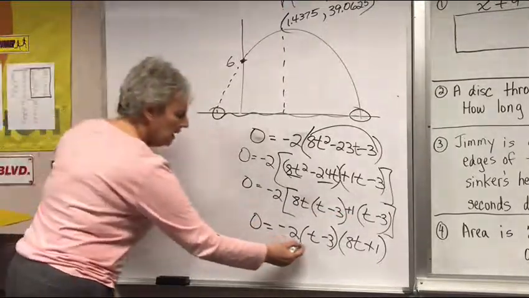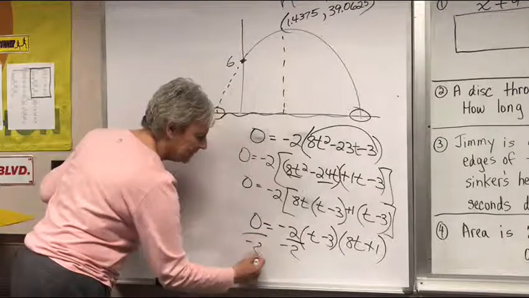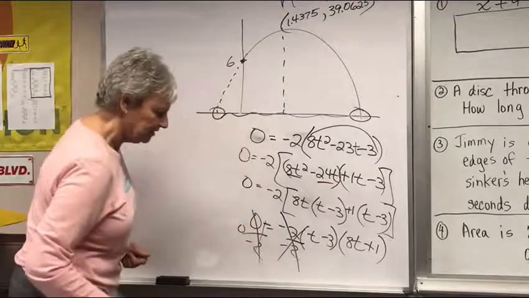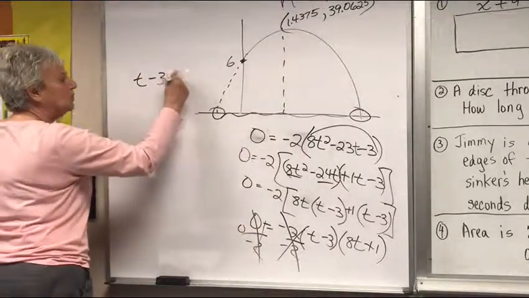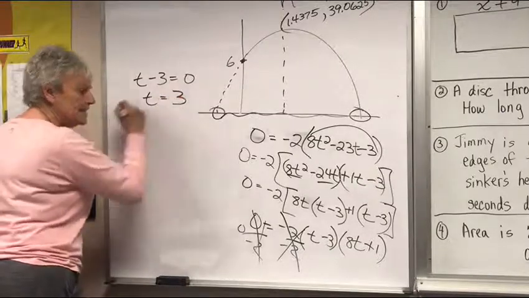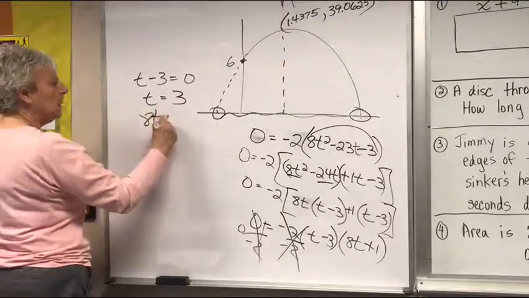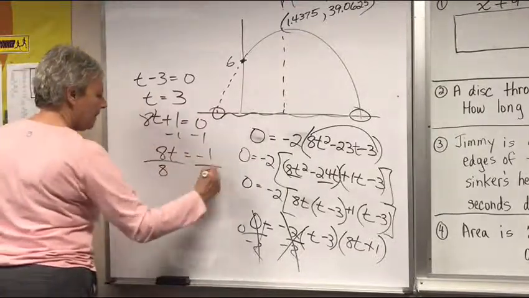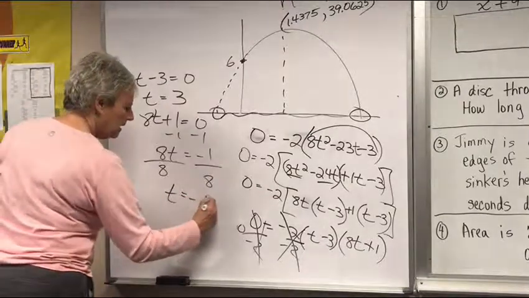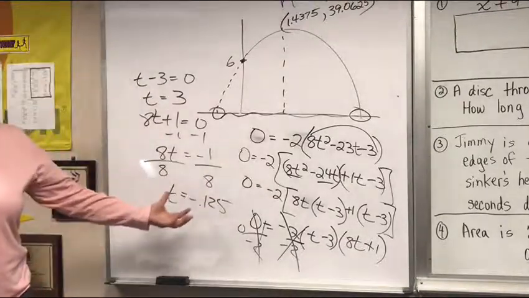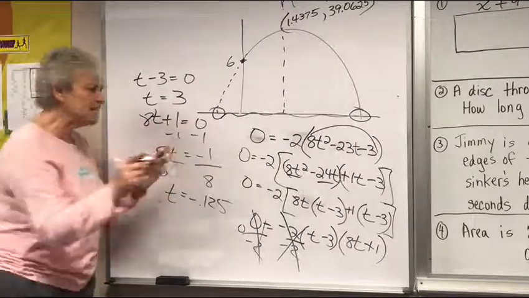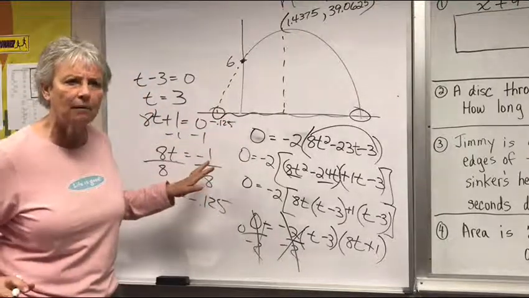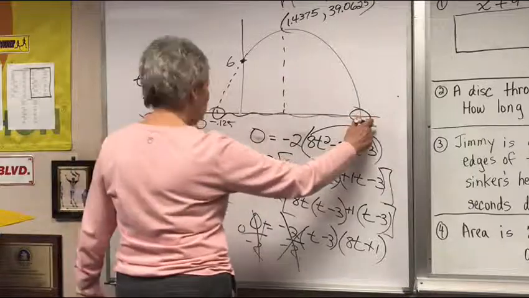Okay, let's get all the answers here. 0 can't be negative 2, so really what's happening here is you're going to divide both sides by negative 2, and those go away, or you just get 0. So t minus 3 equals 0 gives us 3, and 8t plus 1 equals 0 gives us negative 1 over 8. Negative 1/8 is negative 0.125. So what does that mean? That means you have a negative 0.125, which has nothing to do with the story problem, and you have 3.